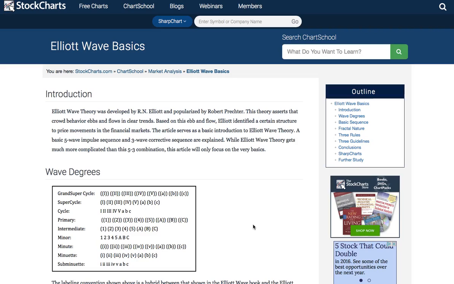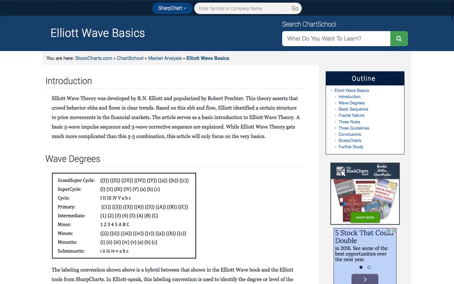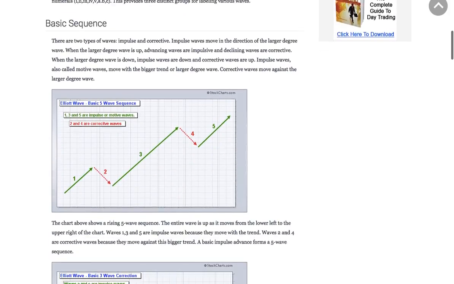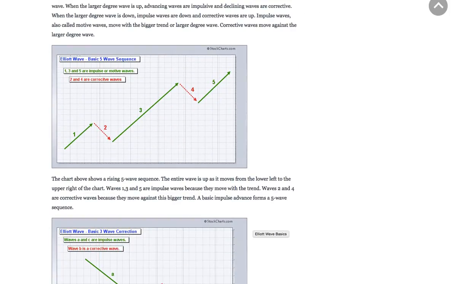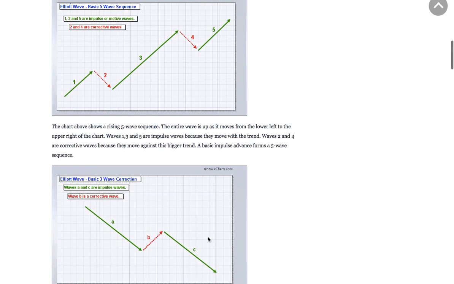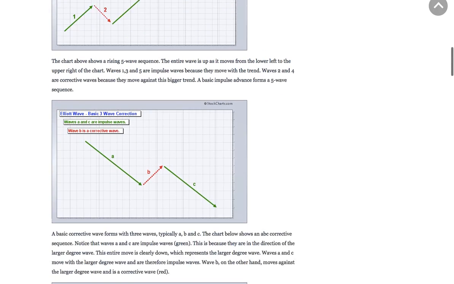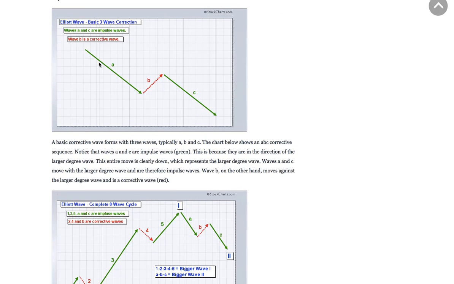Okay, so please go to stockcharts.com, go to the chart school, type in Elliott waves and go to Elliott wave basics. If you look down here, the basic sequence is a five-wave sequence where there are three impulse waves or motive waves if we're in an uptrending stock, and so 1, 3, and 5 are up waves, and 2 and 4 are what are called corrective waves. So it's 1, 2, 3, 4, 5, and then after the fifth wave, it's the top of the run, and that is followed by a basic three-wave correction where A and C are the impulse waves on the way down, and then B is the corrective wave.